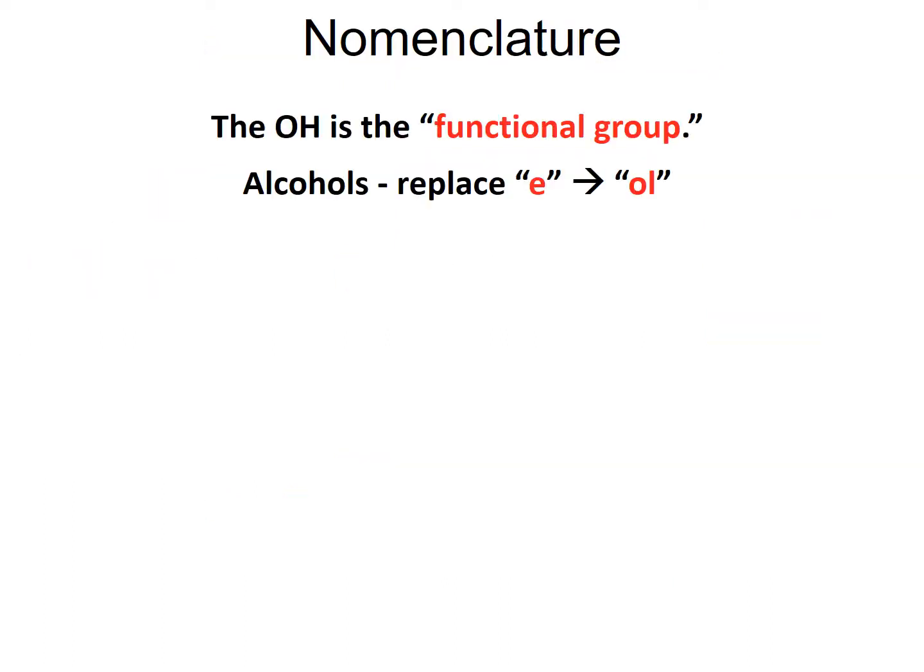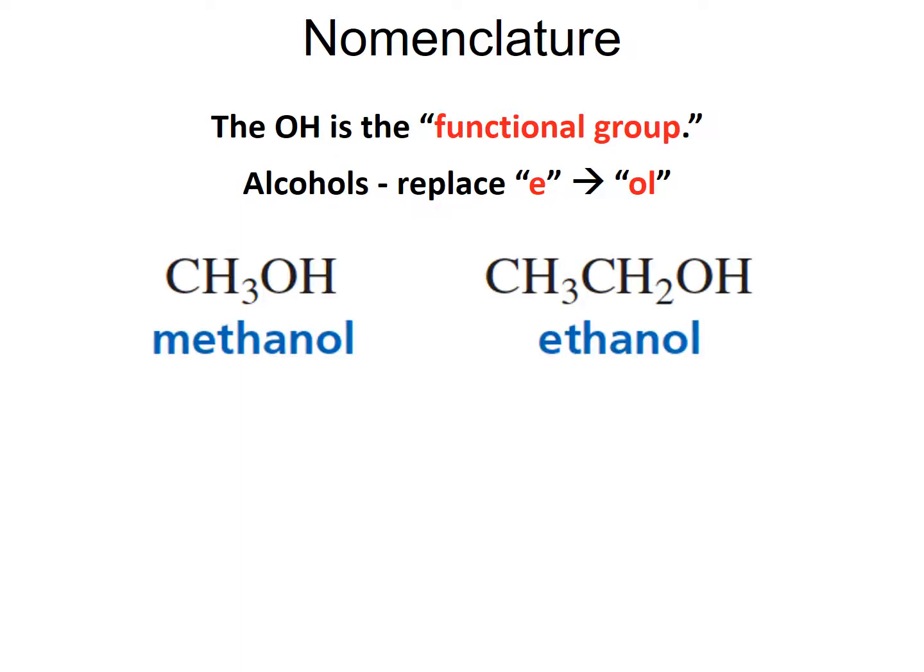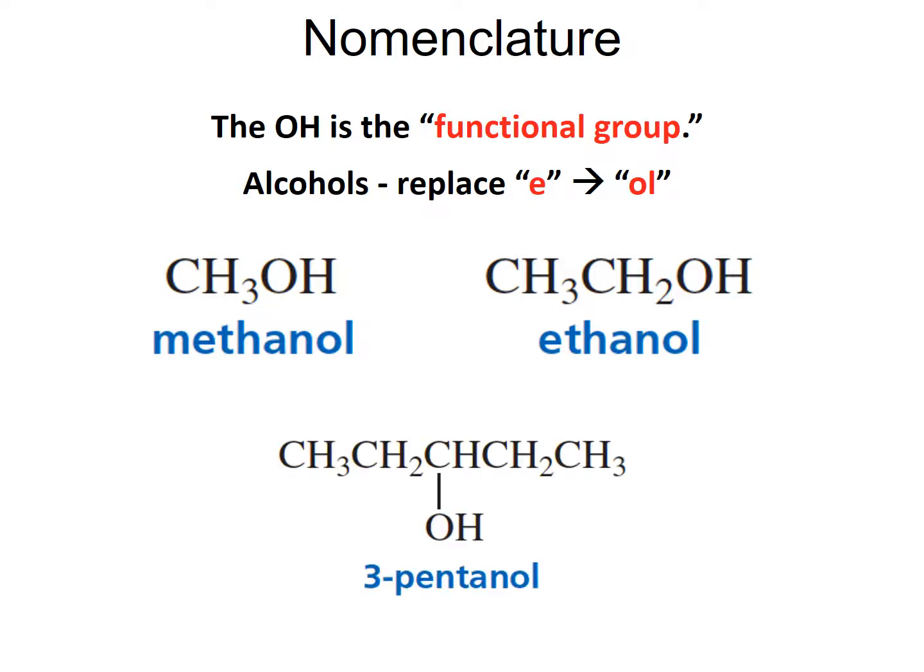Nomenclature for alcohols is very similar to what we saw with alkanes. The OH is the new functional group, meaning it's going to take the higher priority. We're now going to change our ending from our alkanes, meaning our E at the end, to an ol. So here we would have methane, CH4, and we're going to replace that with methanol. So our E becomes OL. We would have ethane here, so ethanol.